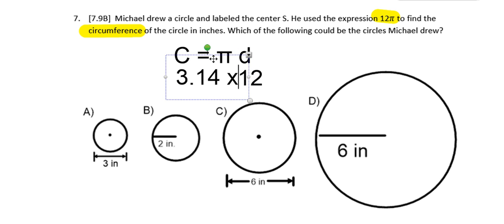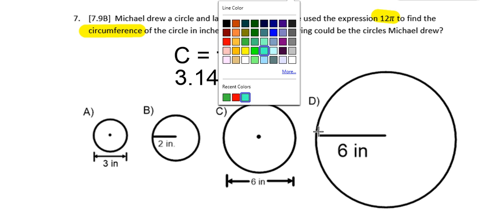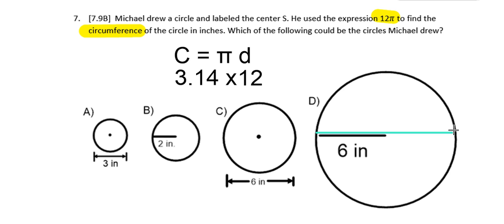Something like that, but we didn't need to know that. It's just 12 pi, so we're looking for one with a diameter of 12. And the one with the diameter of 12 is D. That's 12. So we're just looking for one with a diameter of 12 because diameter times pi. So once again, the correct answer was D.